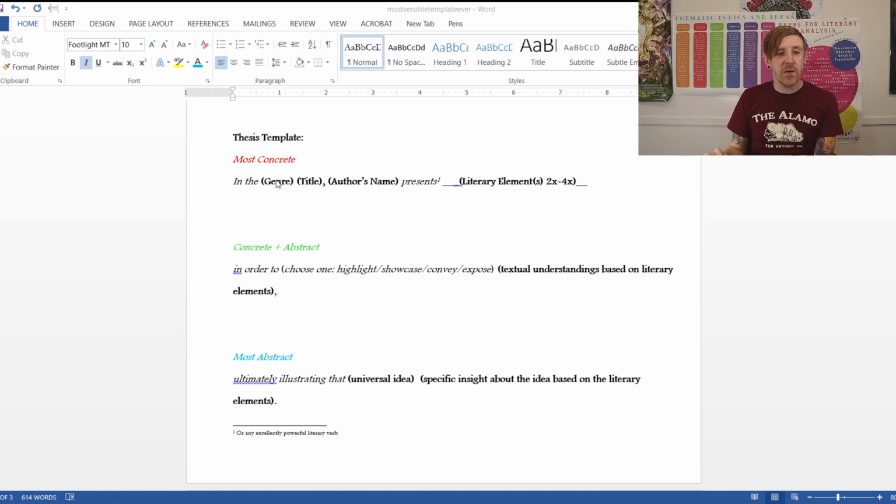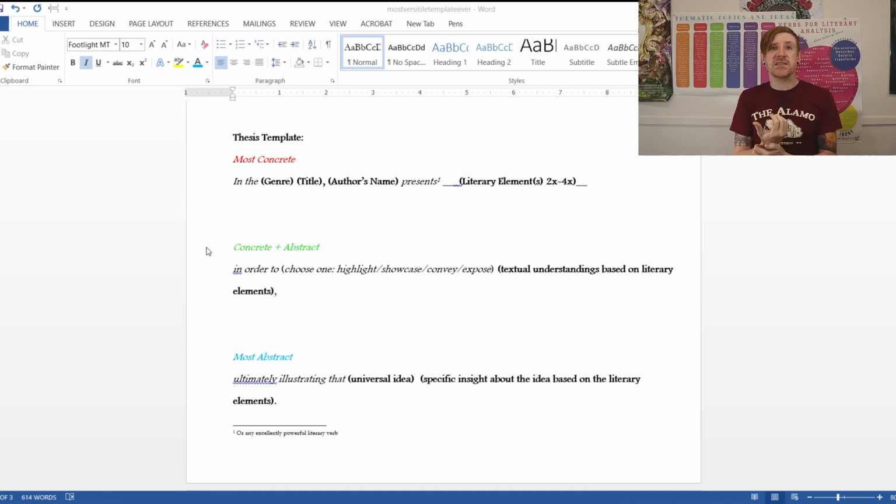And so what we have going on here is the most concrete. This is where we're going to pinpoint things that you can tangibly experience in the story. Anything that shows up in this first part of your thesis statement, I should be able to put my finger on in the book. Okay? The next part of the thesis template is where we mix the concrete and the abstract.